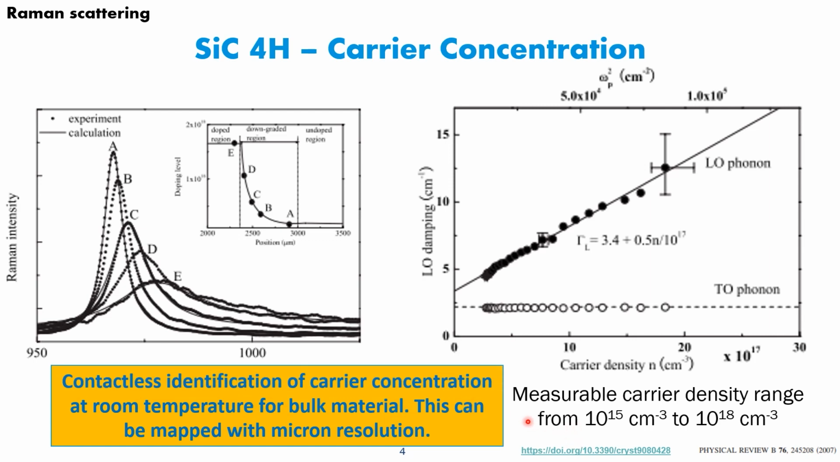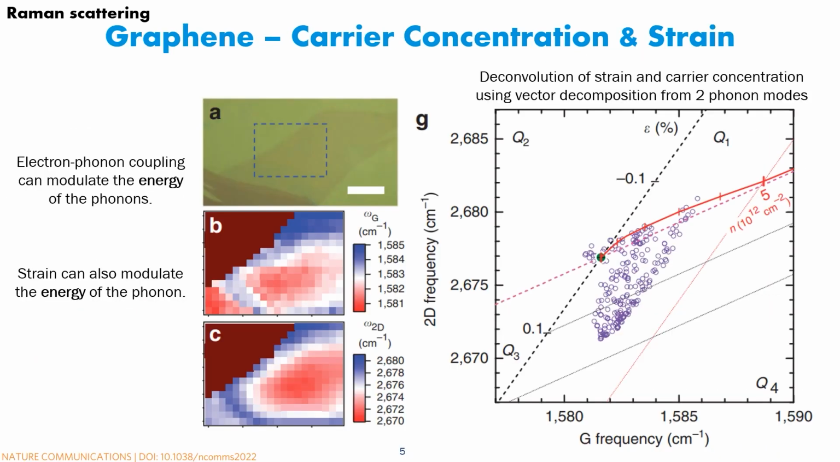So this is an interesting method where you can actually characterize the carrier concentration without making a device, and it is non-contact. So you can do this through a window if you want to study this particular system, let's say in a vacuum or some other non-ambient condition. And in addition to that, if you have a micro-Raman system, you can now map out the carrier concentration with micron resolution.